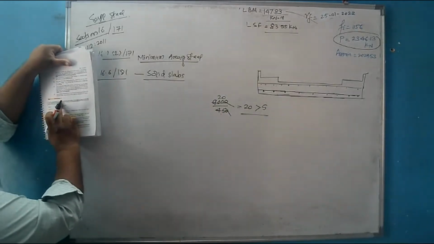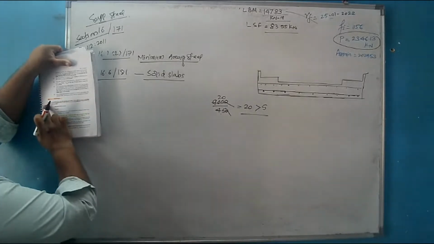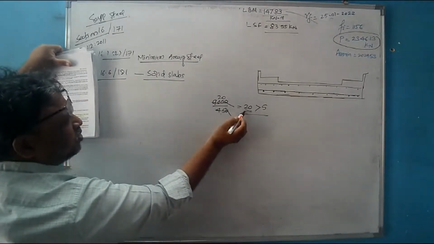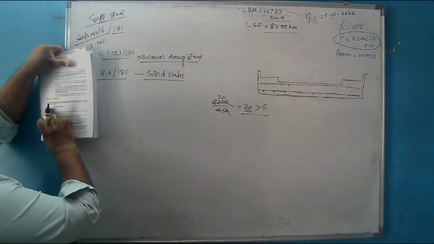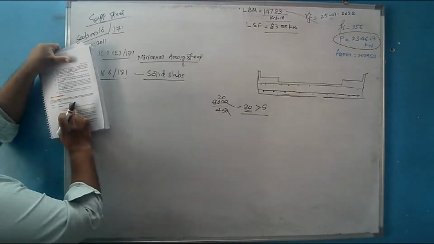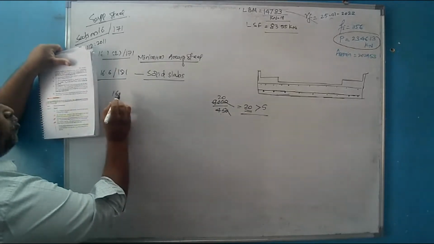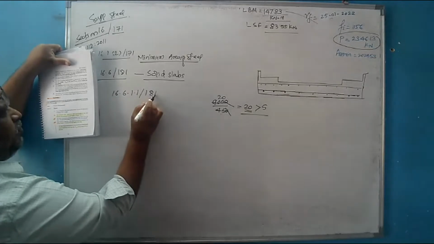This clause applies to two-way and one-way solid slab where the effective span to the thickness ratio is equal to or greater than 5. It is more than 5. So this clause is applicable. What is it? Flexural reinforcement. So this is the flexural reinforcement. General. It is 16.6.1.1 on page number 181.